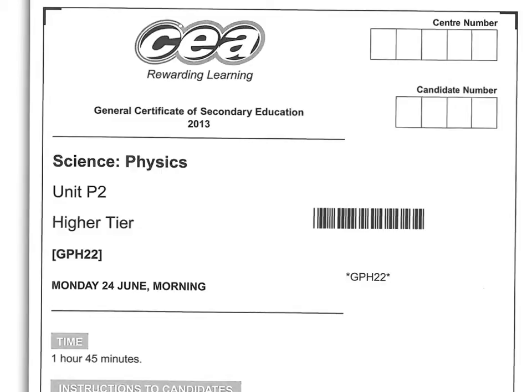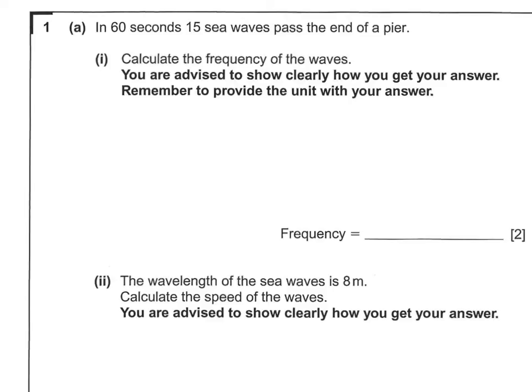Right, so here we are with CEA 2013 Physics Unit 2. First question, quite straightforward. In 60 seconds, 15 C waves pass the end of a pair. Calculate the frequency of the waves. You're advised to show clearly how you get your answer. Remember to provide the unit of your answer.